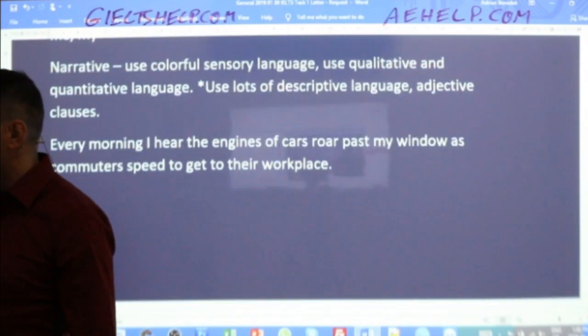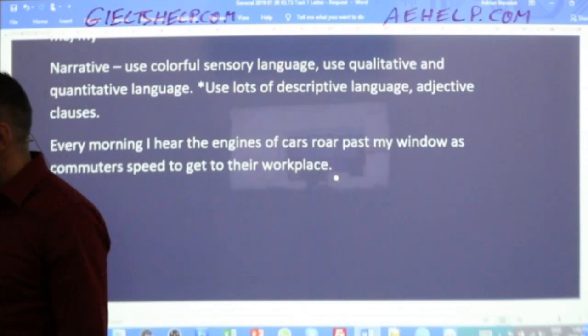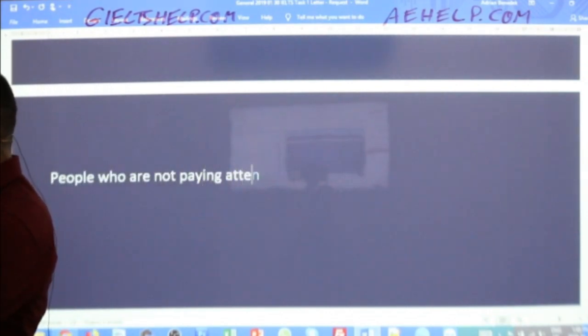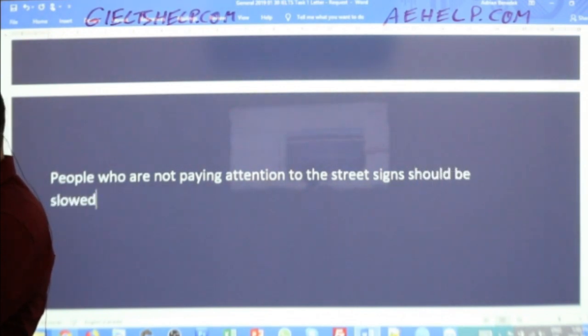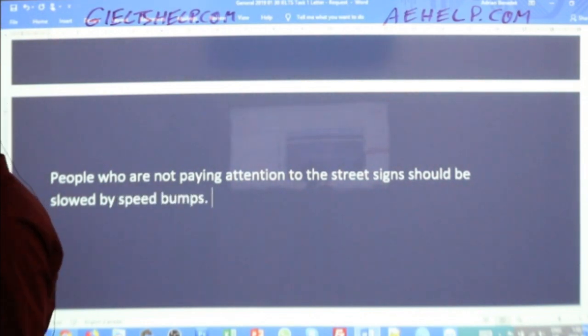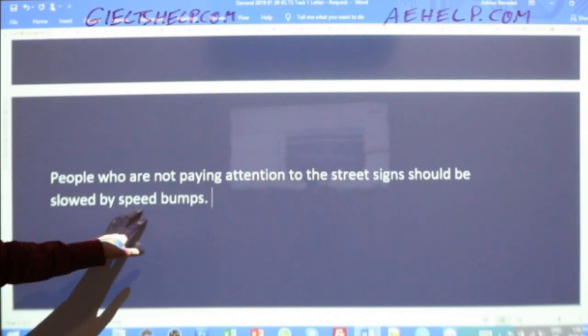Okay, now, of course, the adjective clauses are using which for objects or who for people. So people who are not paying attention to the street signs should be slowed by speed bumps. Okay, speed bumps may be new vocabulary for some of you.